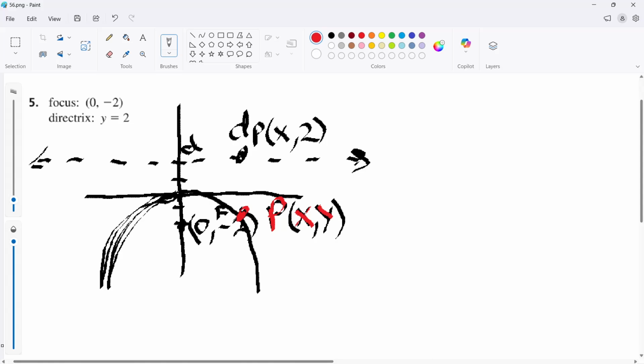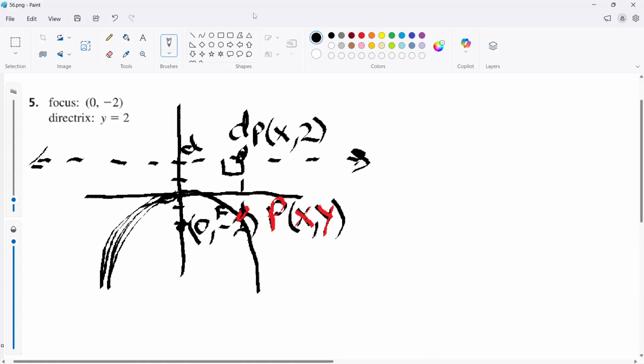It's P(x, y). And I want to pick it so the segment between it and the point I'm picking on the directrix is perpendicular to the directrix. In other words, the x values again are the same. So the distance from this point on the parabola to the point directly above it on the directrix, where the x values are the same, is the same as the distance from this point on the parabola to the focus.